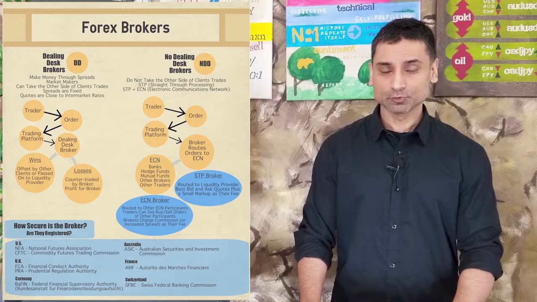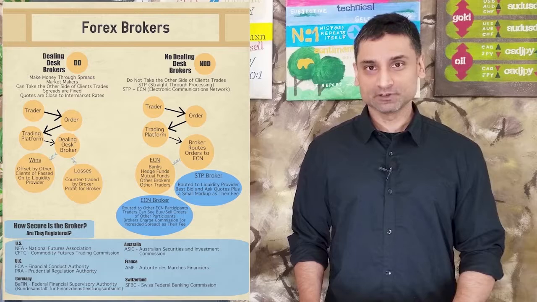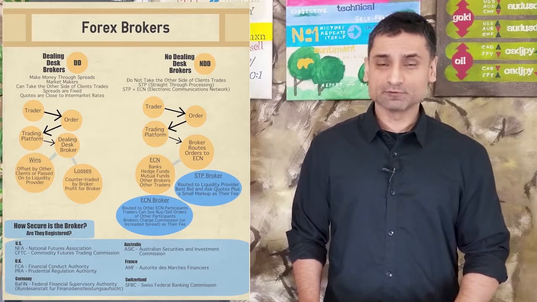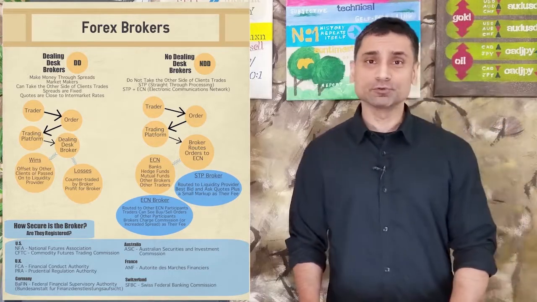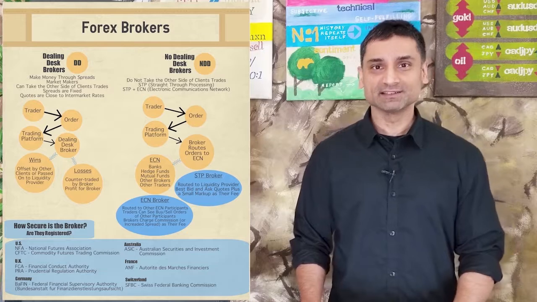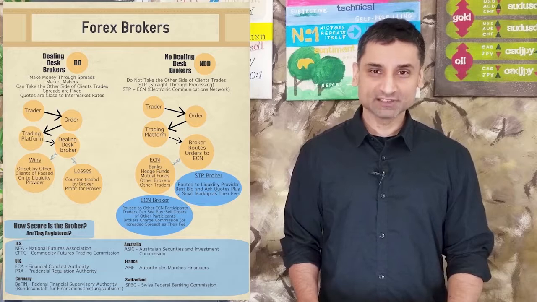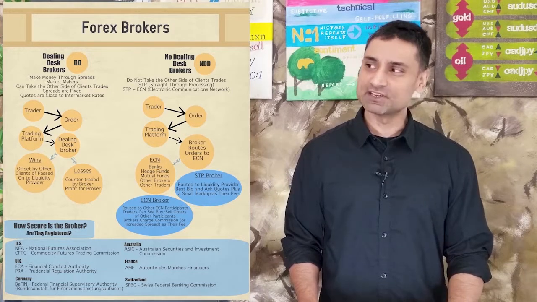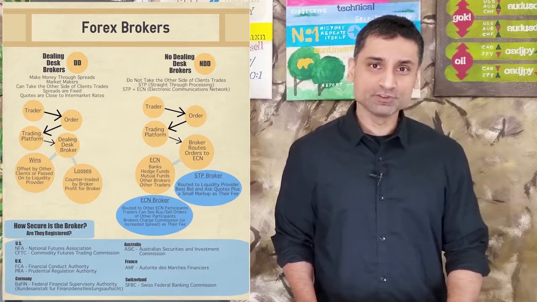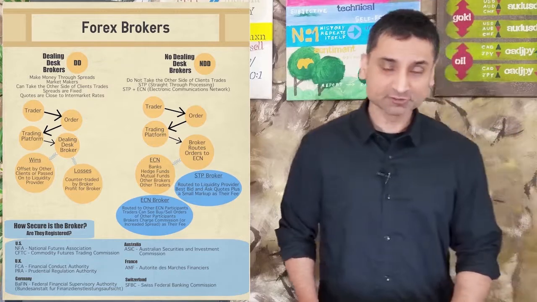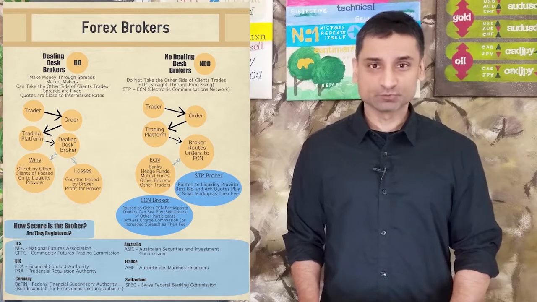With a no dealing desk broker, they are essentially the middleman between your order and the liquidity provider. The liquidity providers are the major banks usually. There are two types of no dealing desk brokers, STP and ECN. STP is straight through processing and ECN is electronic communications network. With an STP, they send your order straight through to the liquidity provider and they add on a small fee for themselves in the form of a commission or a slightly increased spread.